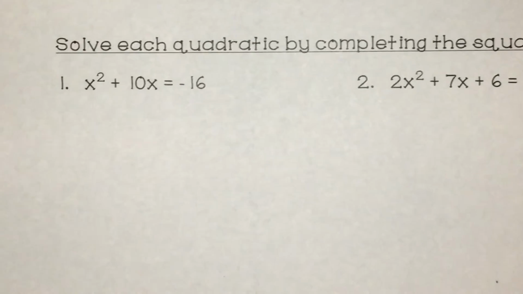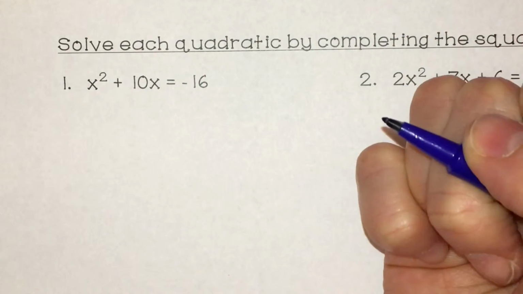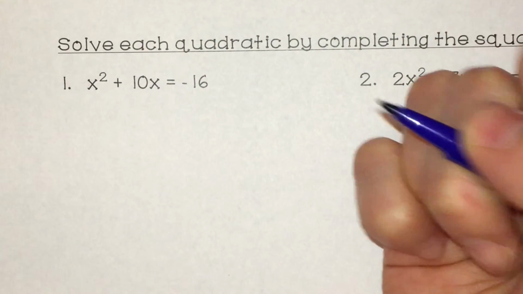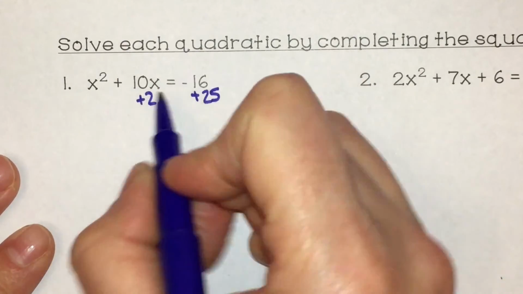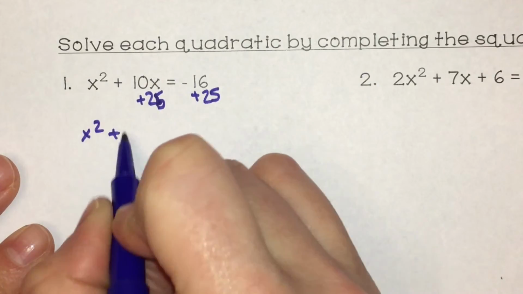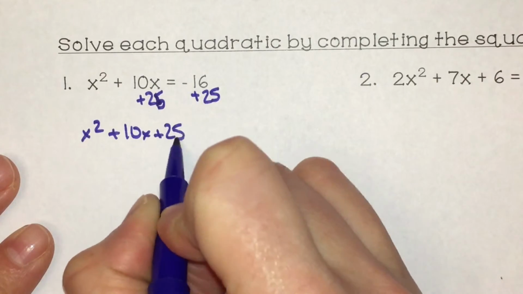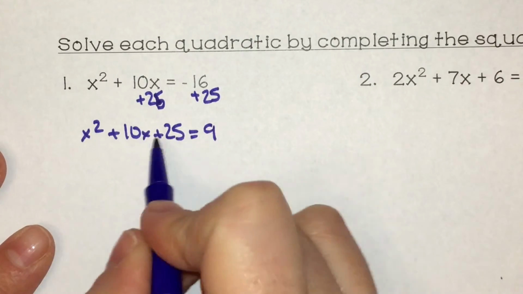All right, so first one. I'm finding what I add to both sides. So 10 divided by 2 is 5, and 5 squared is 25. So I'm going to add 25 to both sides. That should be a 5. So we have x squared plus 10x plus 25 equals 9. Okay, so I completed the square.